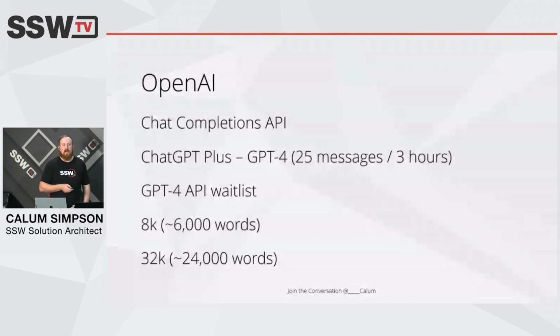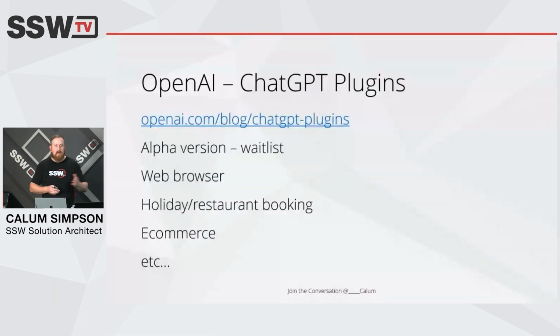The other big news coming out of OpenAI is the Chat GPT plugins. So they released a blog post about this a couple of weeks ago. It's, again, on a wait list. It's the alpha version. But basically what the plugins are is they are third-party plugins that you run inside Chat GPT. You can ask it to do things like browse the internet or make a holiday or restaurant booking, do some e-commerce or whatever. Basically, these third-party API providers are making their API available in a consistent way so that Chat GPT users can actually ask it to complete a task, and it's going to interact with that API that the third-party provider has made available. So that's pretty cool.